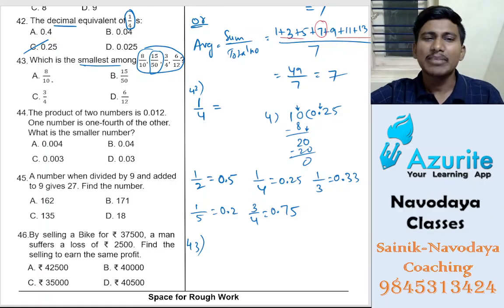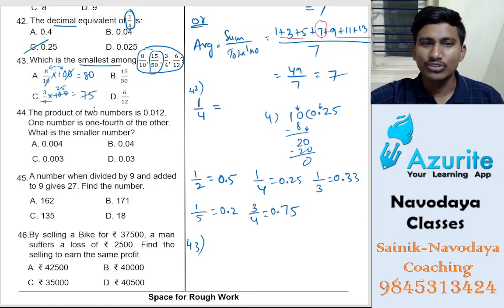So here 8 by 10 is there, so you should multiply with 100, I told you. So it will become, 10 cancels here, so it will be 8 into 10. 8 into 10 is how much? 80. Now here multiply with 100. 4 25s are 100. 25 3s are 75 here.